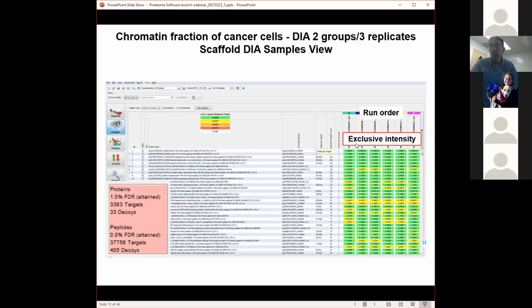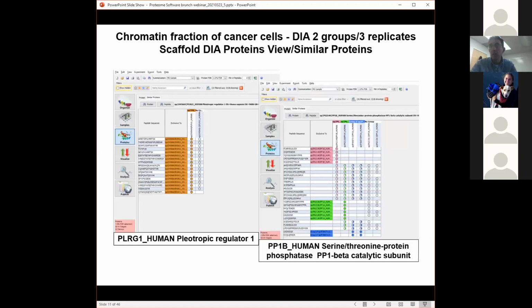Now, you'll notice that I've highlighted exclusive intensity, and this is an absolutely key point. It's also fairly important looking at non-shared peptides in spectral counting, but here it's really critical. In the similarities view, or similar proteins, which I really love having in DIA, and you see that also in the LFQ, what you notice for PLRG1 is there's quite a few peptides that were identified and quantified. Nothing is shared, so you don't have to worry about this protein.